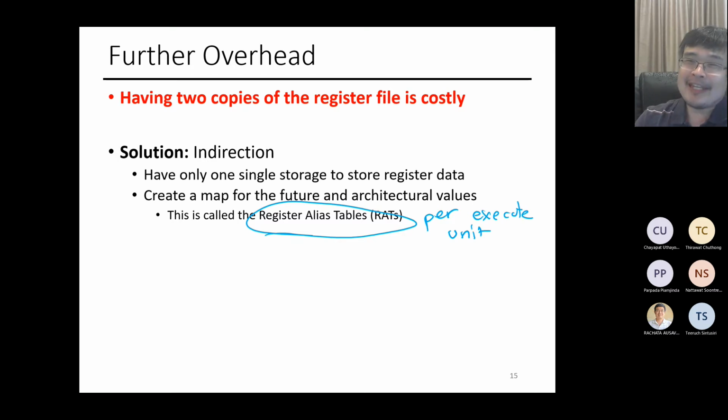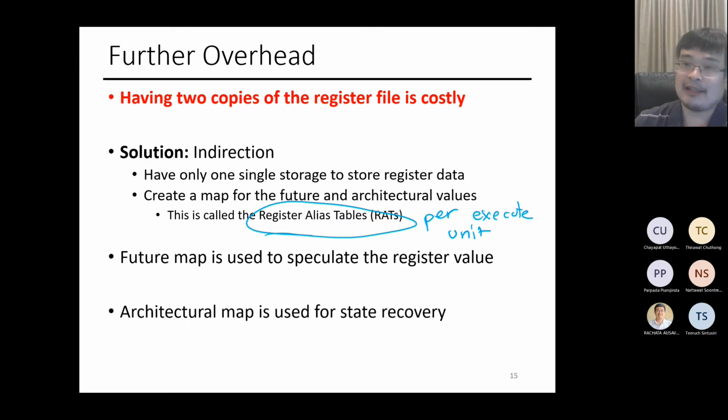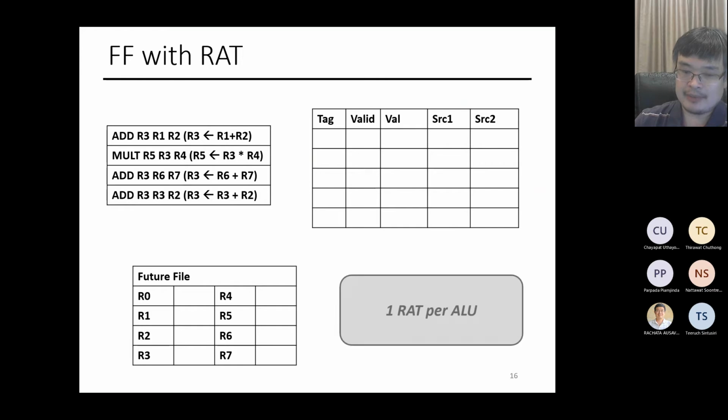This is basically for each adder and multiplier. When you launch an instruction, you keep the tags inside this table, right? It gives you the future map that looks into the speculative version of register values. And then you can keep the architectural map for state recovery, right? So when you use a future file with a register aliasing table, this is how it works.